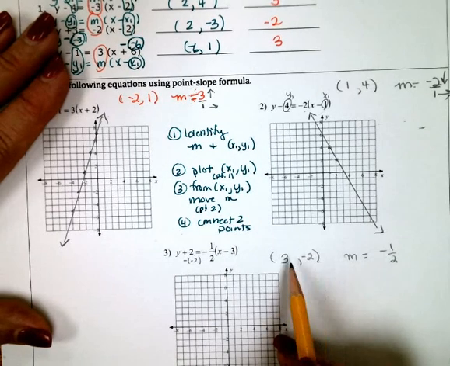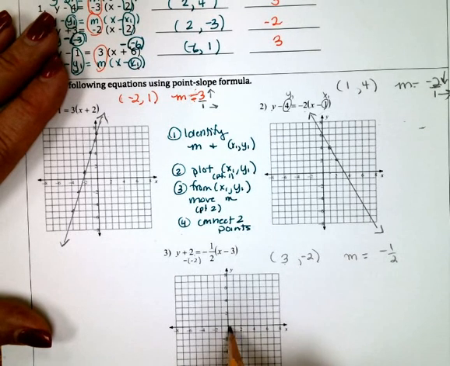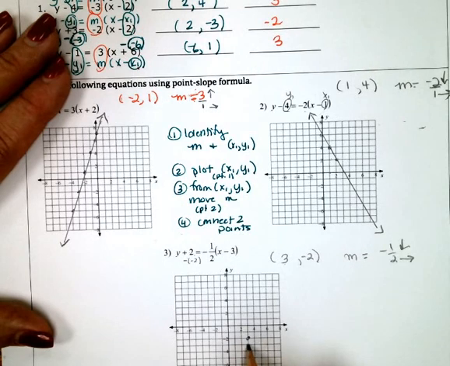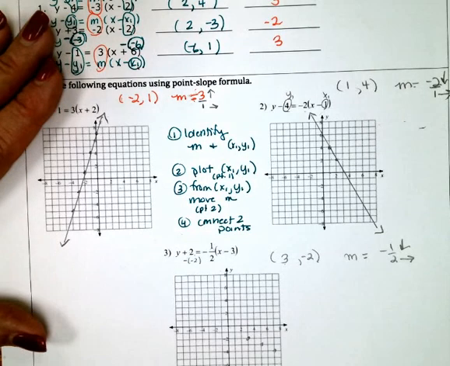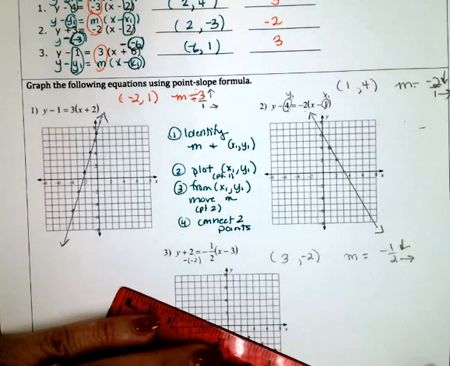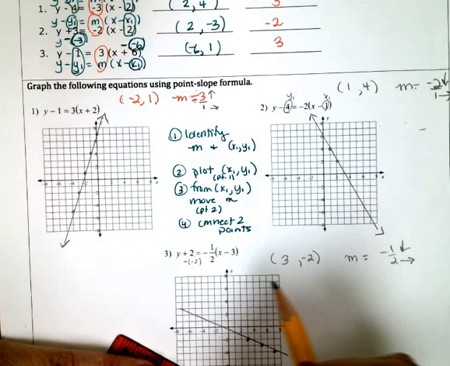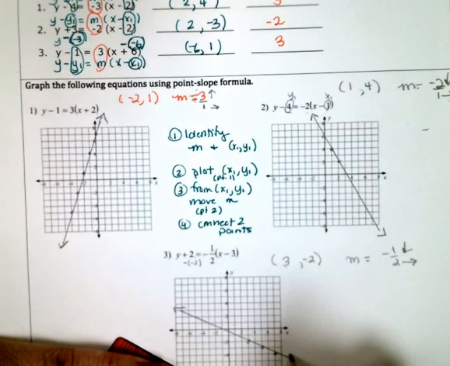So now I plot my (3, -2). I'm going to move my slope. So I'm going to go down 1, right 2. I put a couple of ordered pairs. Keep my line nice and pretty.